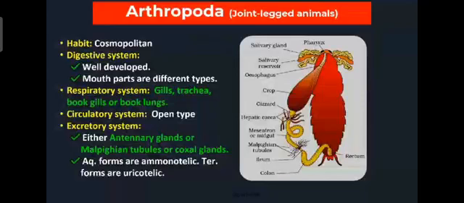Then the aquatic forms are ammonotelic, meaning they excrete ammonia in the water as excretory waste. Terrestrial forms are uricotelic. They release uric acid. Whatever insects are there, they release uric acid as excretory waste.